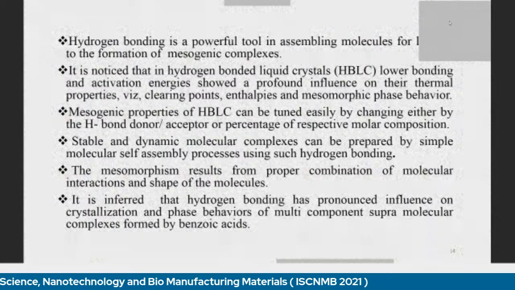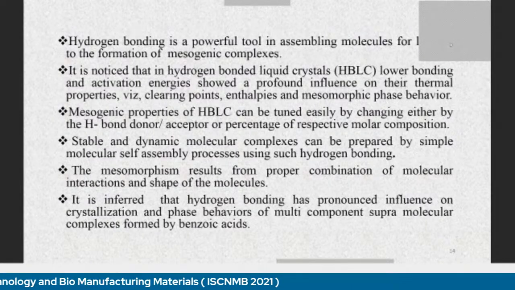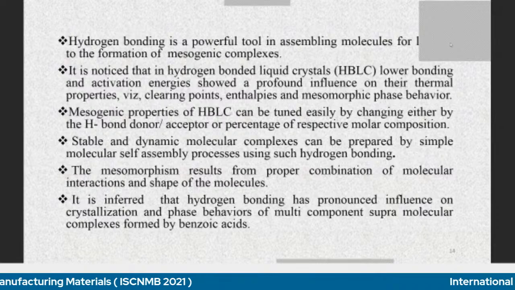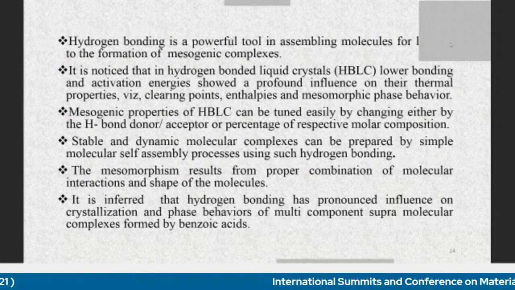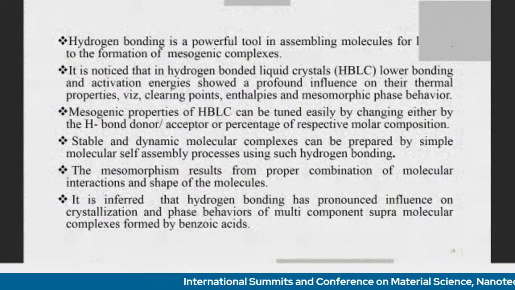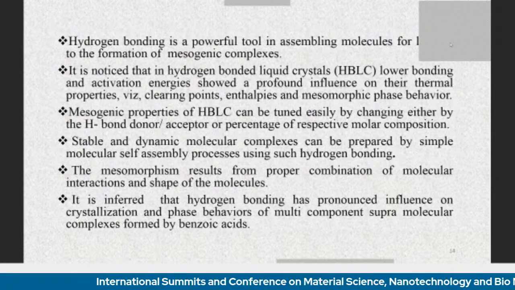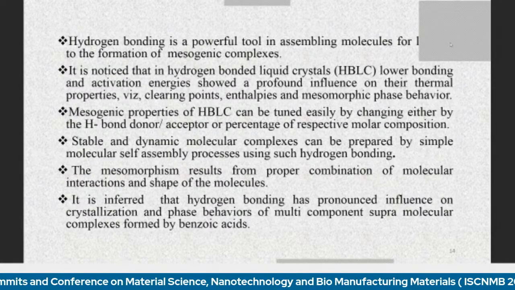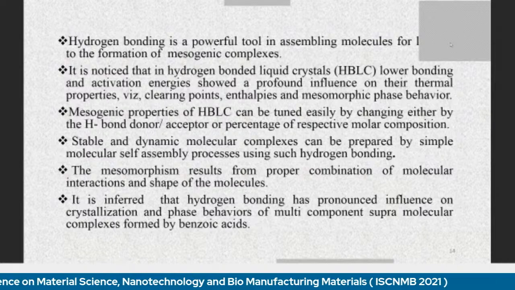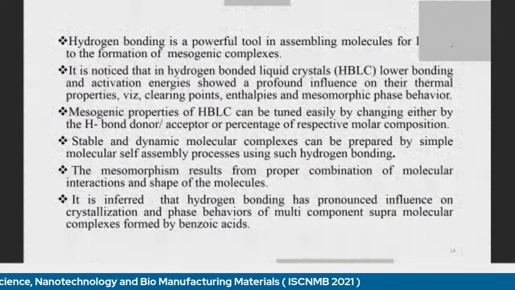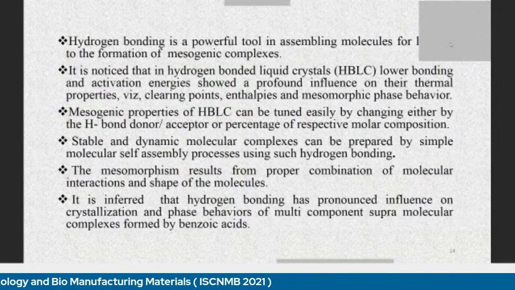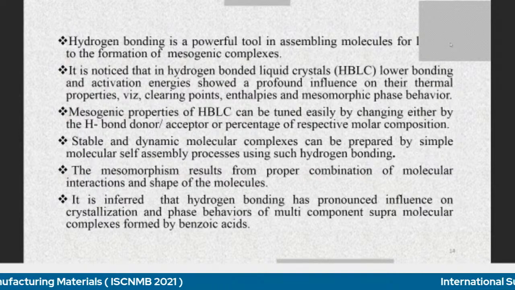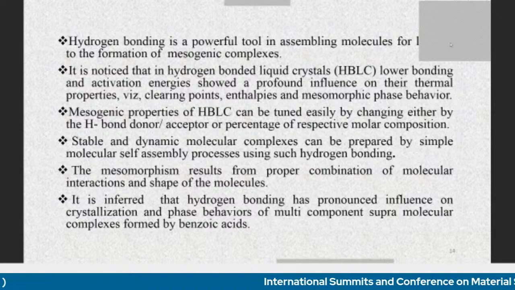So hydrogen bonding is a powerful tool in assembling molecules. We can call hydrogen bonding the weakest bond and a fifth force existing in nature, because it is very easy to form and easy to break. And this special property makes the mesogenic complexes accumulate or form a hydrogen bond between the ingredients and form the mesogenic phases. So they act as a complementary bond. They act as a hydrogen bond donor or acceptor, electron acceptor, and vice versa.